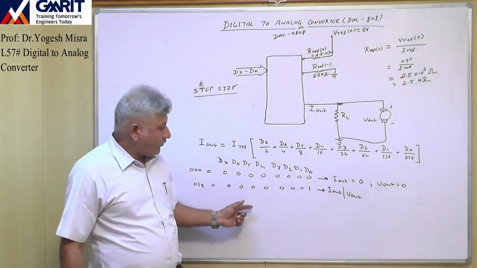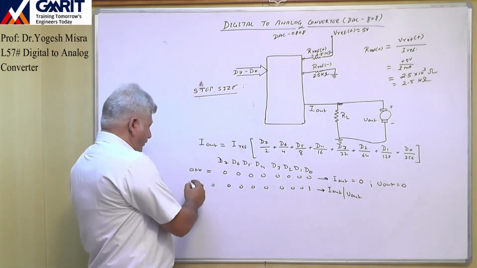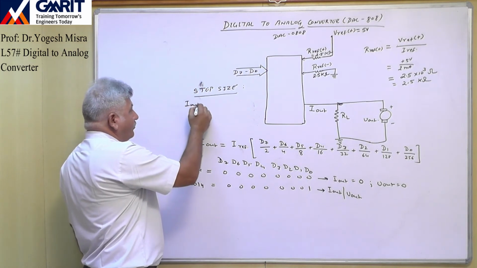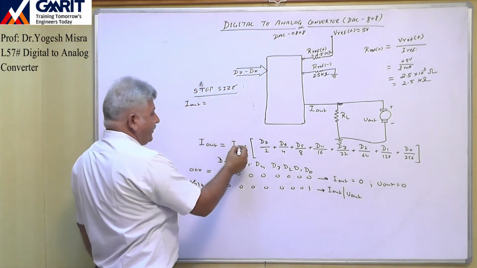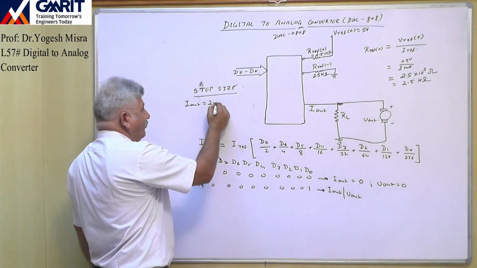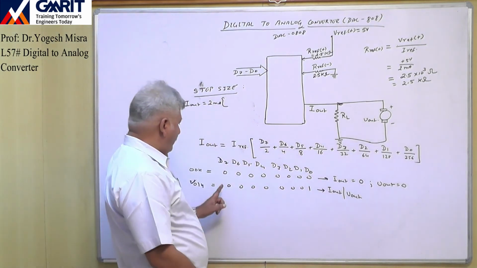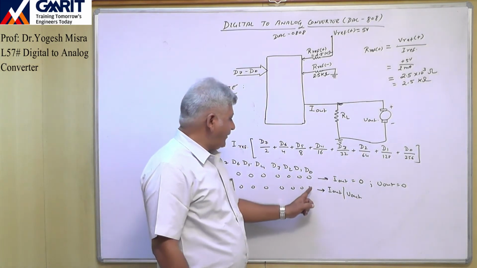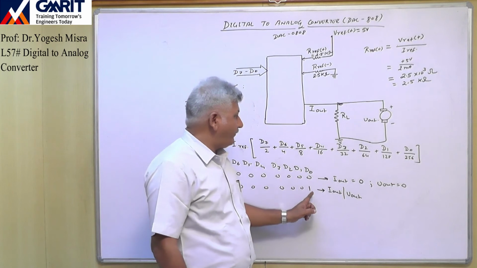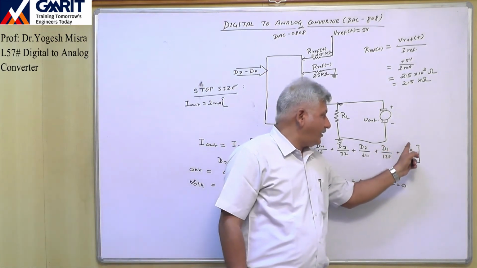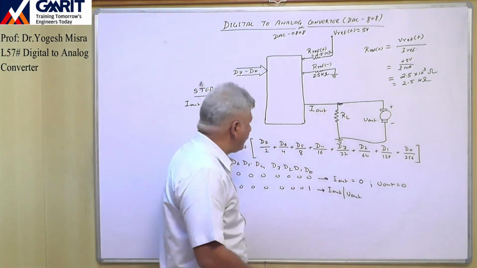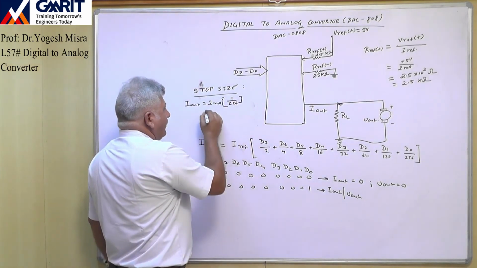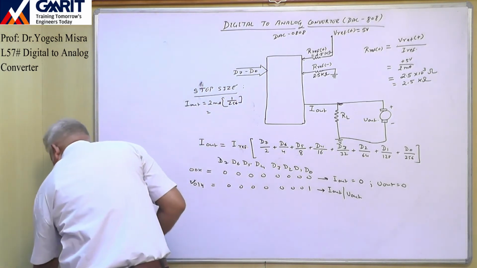So here if we calculate for this input condition, the value of I out, you apply this formula: I reference is 2 milliampere. Now D7 is 0, so here you have to keep 0. All are 0 except the D0 bit. D0 bit is 1, so here we will put 1 for the D0 bit. So we are having 1 by 256. You just find out this value.